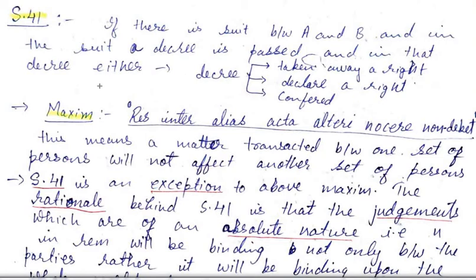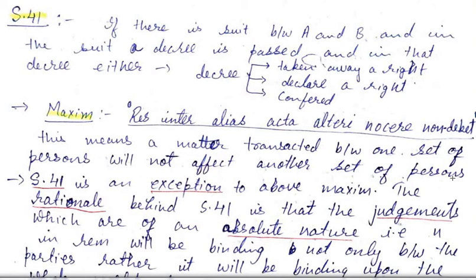अब इसमें मैक्सिम लिख लीजिए, res inter alios acta alteri nocere non debet. इसमें लिखिए, write down. This means a matter transacted between one set of persons will not affect another set of persons. Means what?